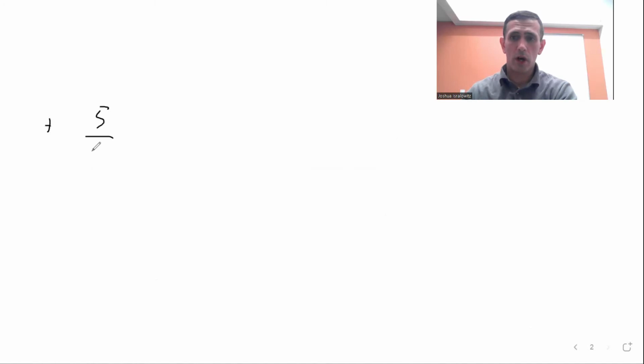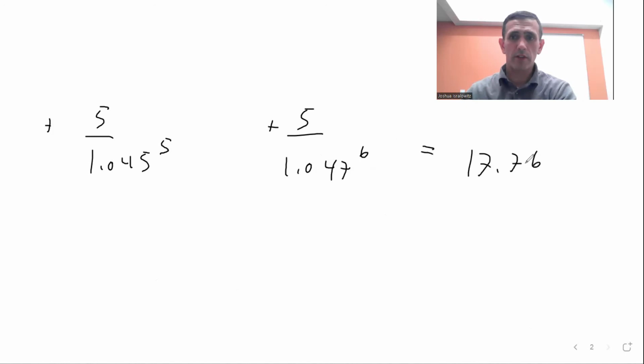Five over 1.045 to the fifth. That's the 5 year spot rate. And finally, 5 over 1.047 to the sixth. That's the 6 year spot rate. So we get $17.76.